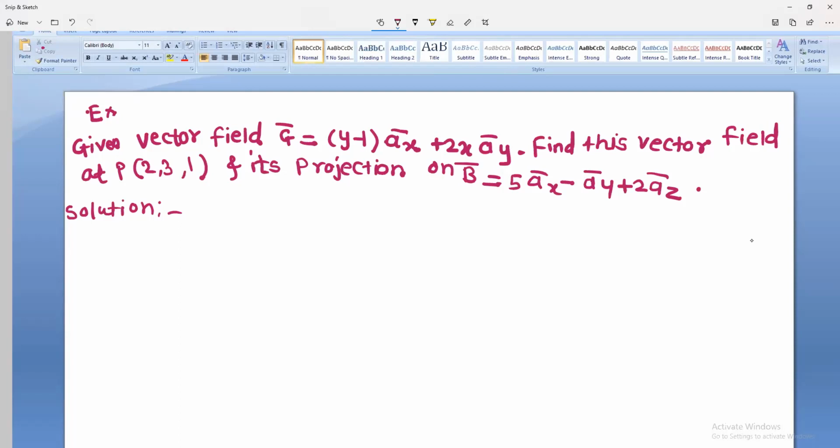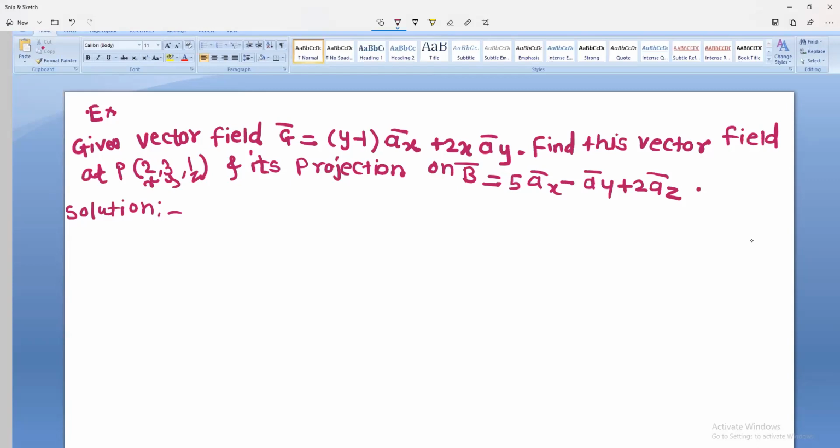Okay, but here the coordinates are given, and what is asked is to find this vector field at point P of 2, 3 and 1. This point P has 3 coordinates, meaning these 3 coordinates are nothing but x, y and z coordinates in Cartesian coordinate system. Okay, now we have to find vector field of this G bar at point P. Okay, now how will you find it?